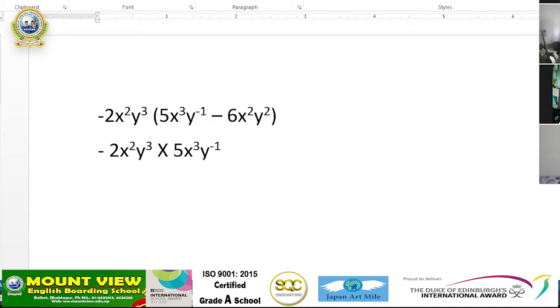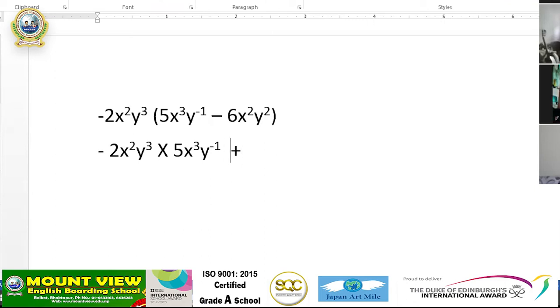We have the second term as well inside the bracket, which is minus 6x square y square. So it has to be multiplied by 2x square y cube again, individually. In order to do that, first of all, we have to multiply the sign. So in front of 6, there is minus, and in front of 2, there is minus. If we multiply those signs, negative and negative multiplied gives us positive, that is plus. So we have plus here.